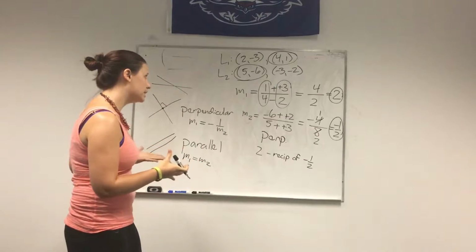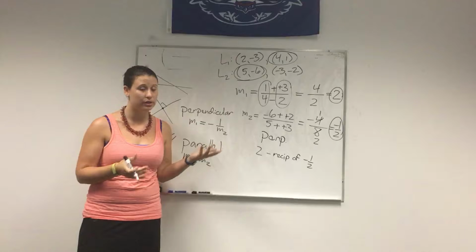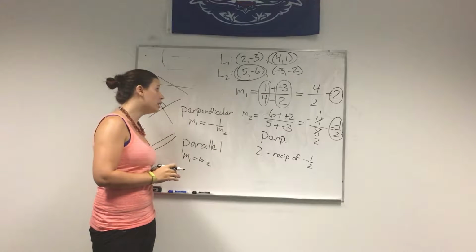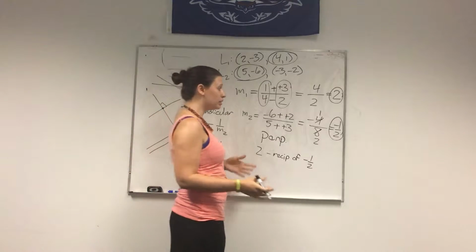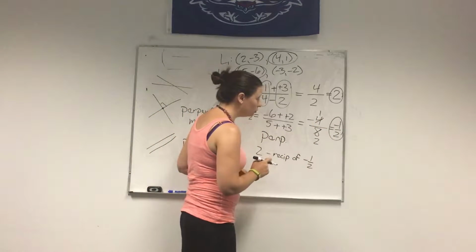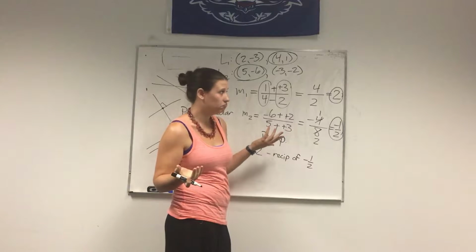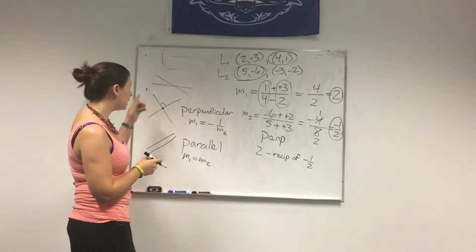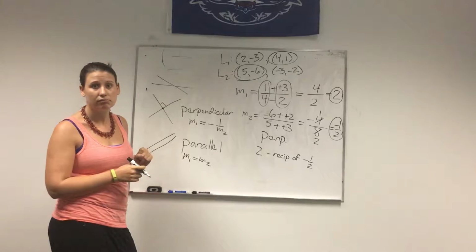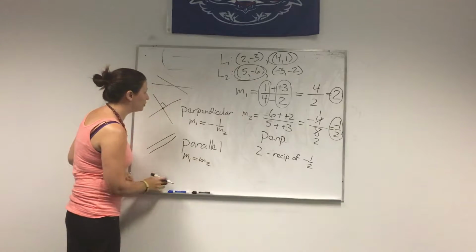So that's how we can tell just from points whether or not lines are parallel or perpendicular. If they had nothing in common, so say this was a negative 1/3, well, 2 and negative 1/3 are not similar in any way, right? So that means that they would be a neither case, neither parallel nor perpendicular.